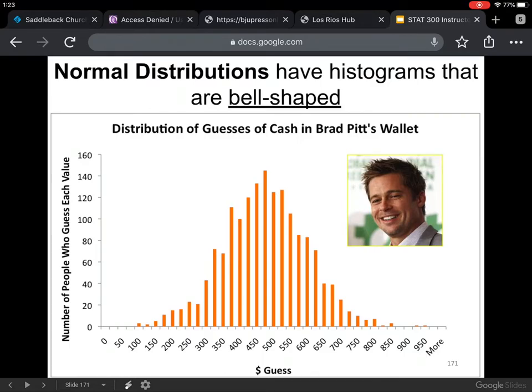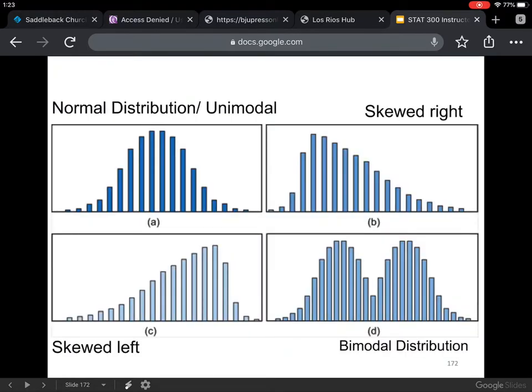I'm not sure how much you guessed, but most people guessed that he had around $500 in his pocket at any given time, right? So there is well over 140 people that thought that he carried $500, right? So histograms are used everywhere, and it looks like this one's bell-shaped as well. When we do surveys, a lot of the surveys will end up being bell-shaped because people tend to decide on one of the values.